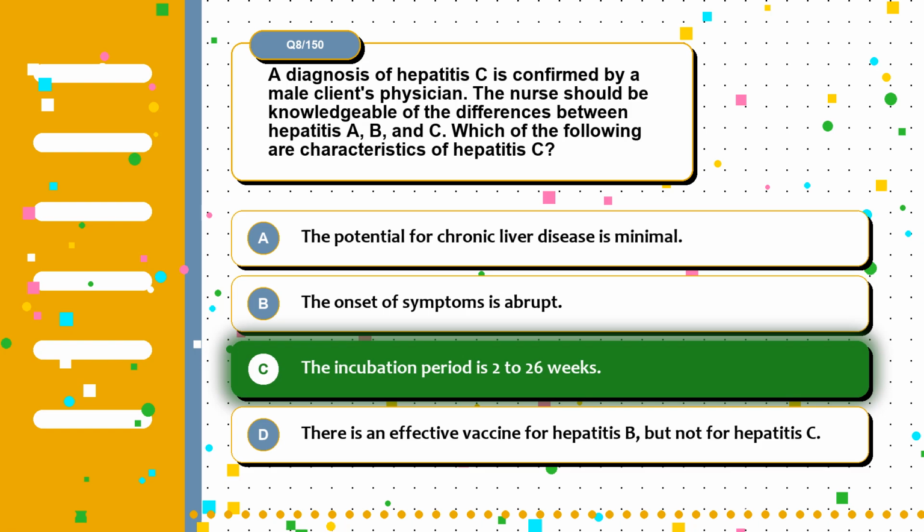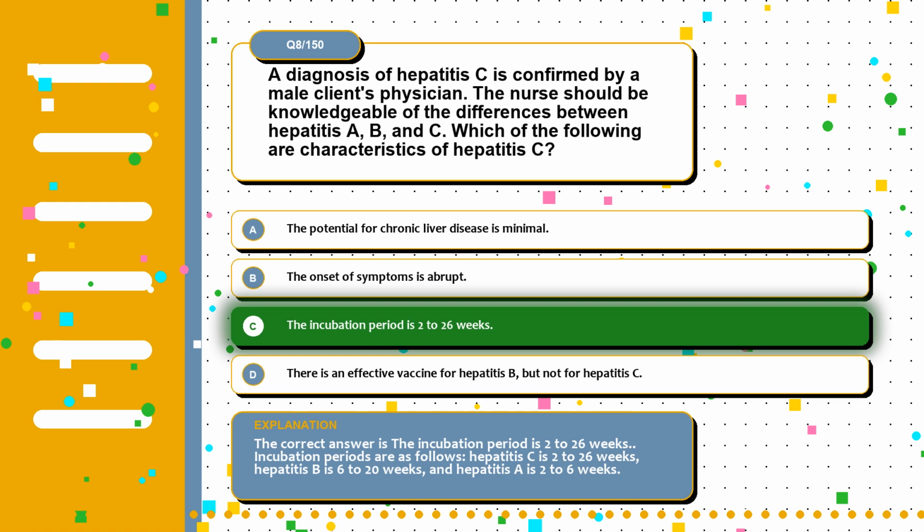The correct answer is option C. The incubation period is 2 to 26 weeks. Incubation periods are as follows. Hepatitis C is 2 to 26 weeks. Hepatitis B is 6 to 20 weeks, and hepatitis A is 2 to 6 weeks.